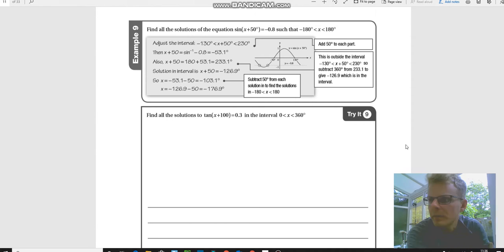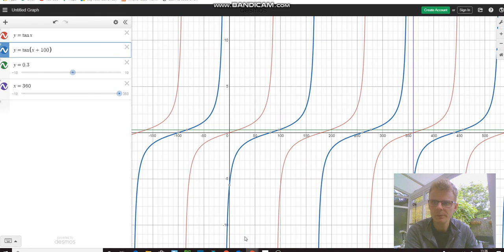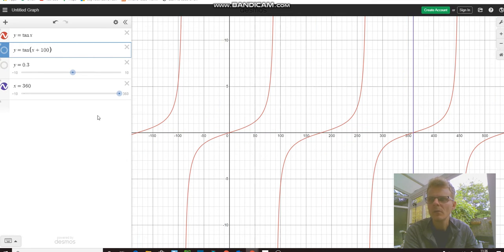Okay then, so for this last one we use Desmos again. It says find the solutions for tan of x plus 100 equals 0.3. So let's head over to Desmos. Let's get rid of these for a second. So here's our regular tan graph, and again we're going to use the regular tan graph to get our solutions. So we'll pick up our calculator, we'll do inverse tan of 0.3 and we'll get our solutions here.